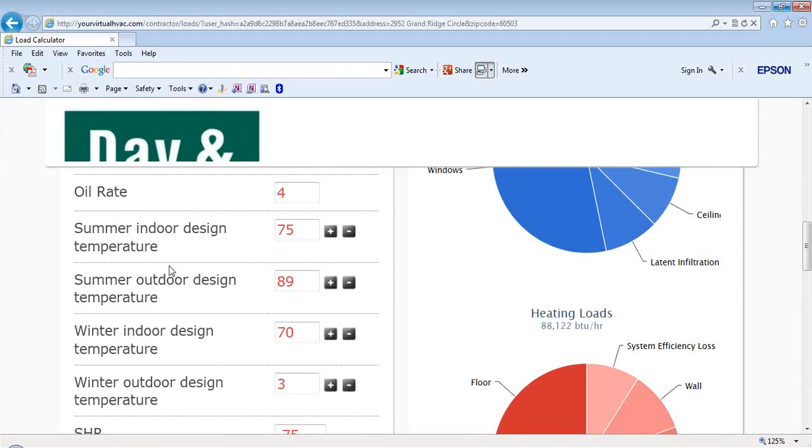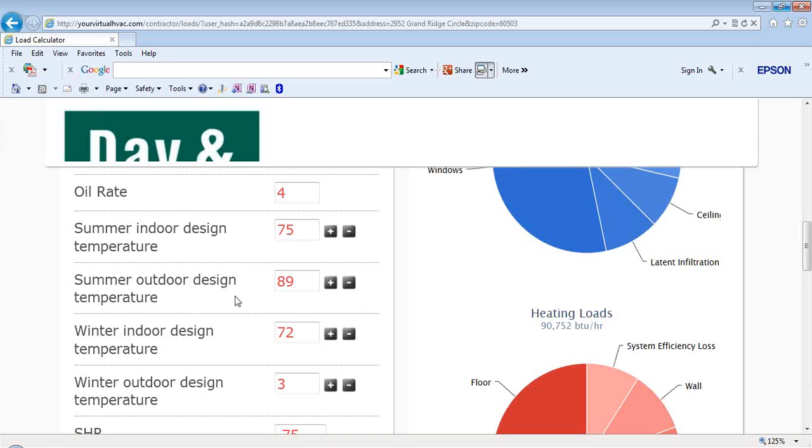Design temperatures. By default, the summer indoor design temperature is 75, the winter is 70. Those numbers are defaulted that way because that is what the International Energy Conservation Code requires for the indoor design temperatures. However, in Illinois, for you guys working in Illinois, we do have an amendment to that code, and we're required by state law to use 72 for the heating number. So if you're in Indiana, Wisconsin, Minnesota, Kansas City, and these places, you'll probably use 70. If you're in Illinois, you'll probably use 72 to appease your permit reviewer. 75 on the cooling side.